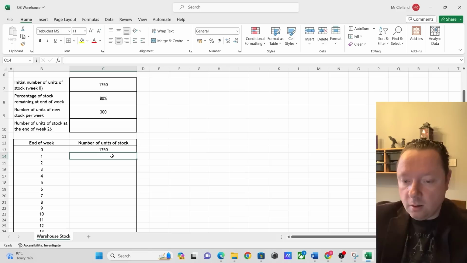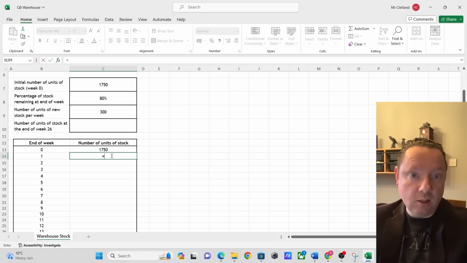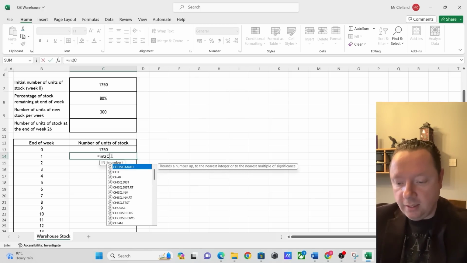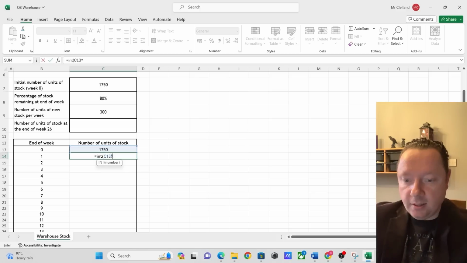So equals, now is it an integer? Is it a whole number? What is it we're looking for? Well, it's a whole number because with new units of stock, you can't have like 2.5 units of stock. So we use integer for that, INT. And we're going to use the one above it, which is C13. And that has to be times by, now you can either type it in or click the box. So I'm going to click the box, I want it times by 80%.